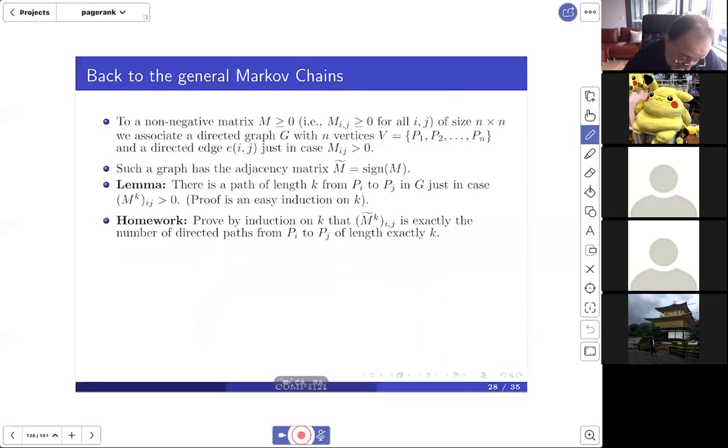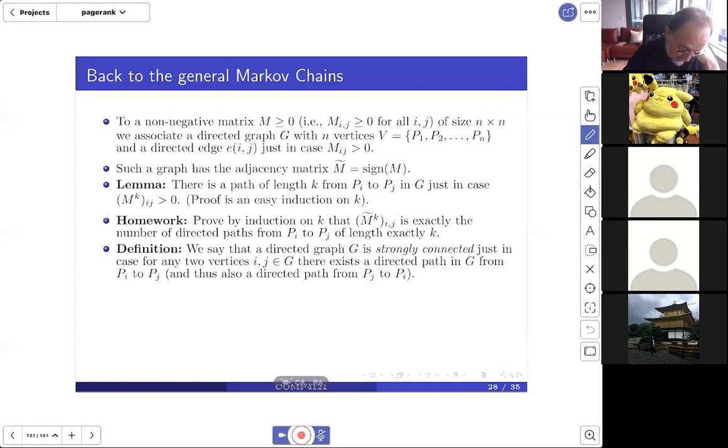Lo and behold, you can show that this entry is precisely the number of directed paths from pi to pj that are of length exactly k. This is really useful to know. In general, it's an important connection between graph theory and matrix calculus.